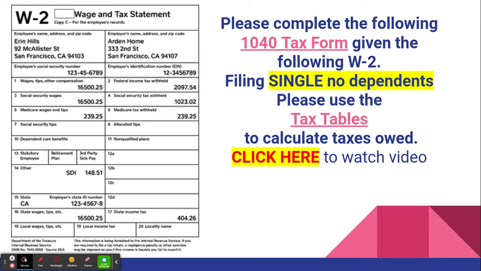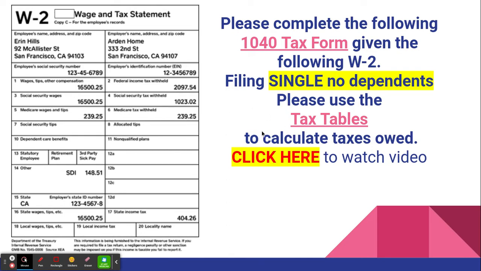Then way down at the bottom, state wages and state income tax, you would be using box 16 and 17 to file the 540 California form. But we're just doing federal forms today with the IRS. When you file your taxes in real life, you have to file the federal income taxes with the IRS and the state income taxes with the state of California. If you use an online system like TurboTax, it files for both simultaneously, saving you some time.